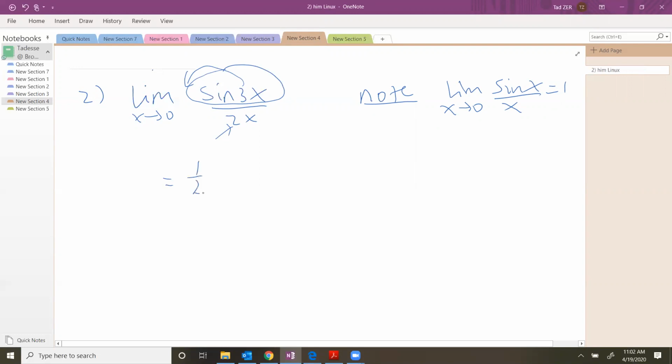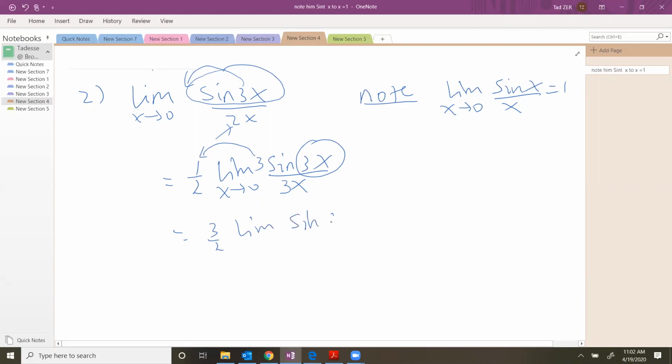So that gives me half limit of sine 3x over x as x approaches 0. Now, because I have 3x here, I want to have the same parameter in the denominator. So because this is x, I'll just multiply this by 3, and then I'll multiply this by 3. In effect, I'm multiplying by 1. 3 over 3 is 1, okay? That is what you need to do. So now I can factor the 3 out here. So this gives me 3 over 2 limit of sine 3x over 3x as x approaches 0.